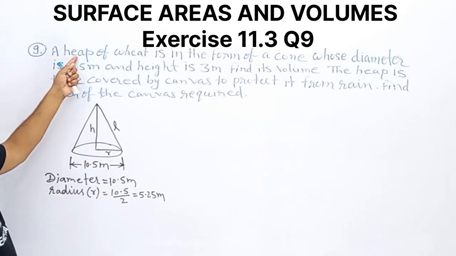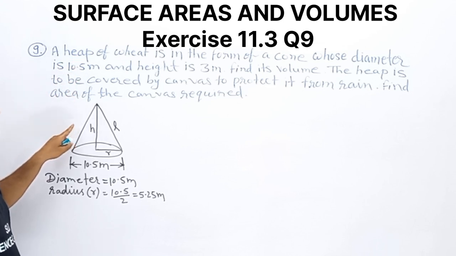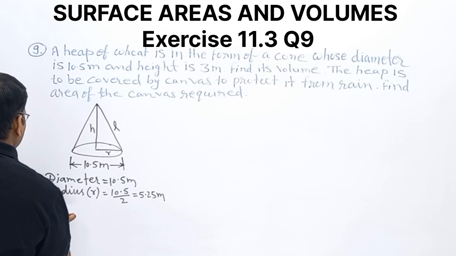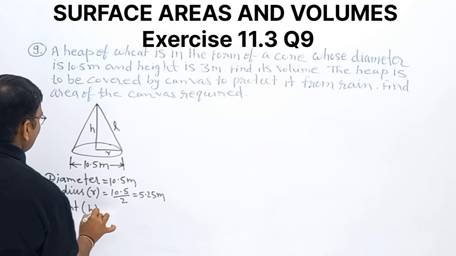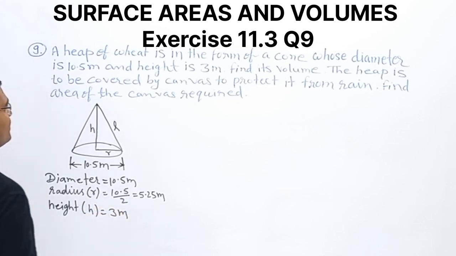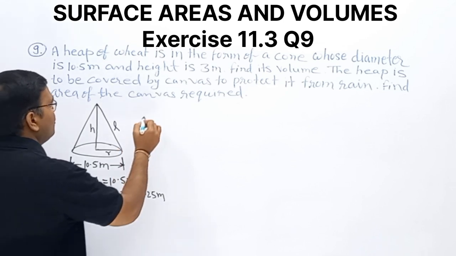And this heap of wheat is in the shape of a cone, given in the question. Find its volume. That is what we want. Another thing we are having is height. Height h of the heap of wheat is 3 meter.